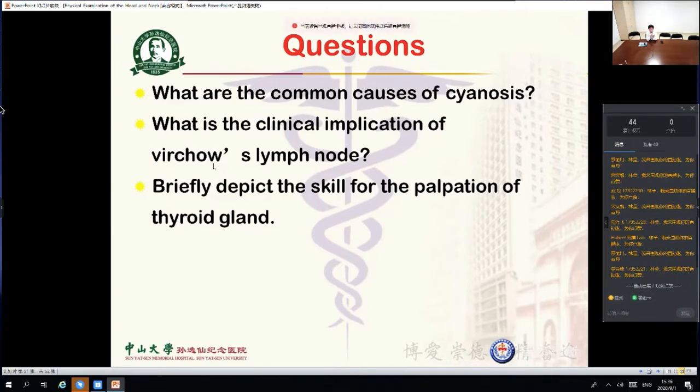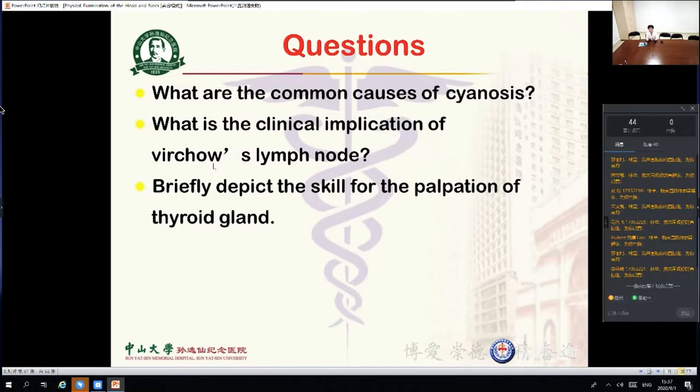Okay, this is the answer to the second question: the Virchow's lymph node, the clinical implication. And then the third question, briefly depict the skill for palpation of the thyroid gland. As I just told you previously, you can have 2 methods to do the palpation of the thyroid gland. You can stand behind the patient or in front of the patient.